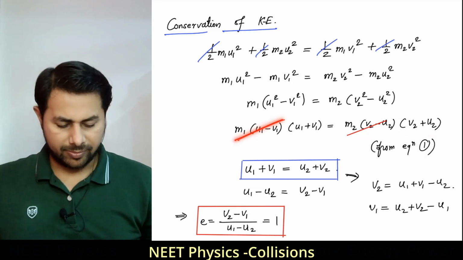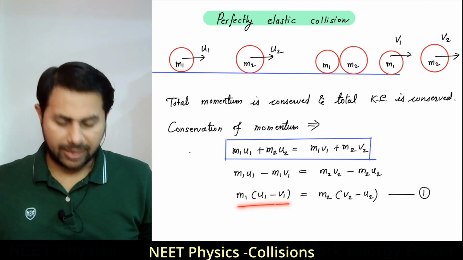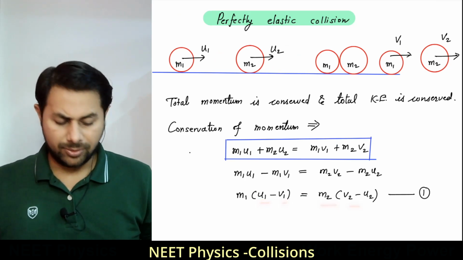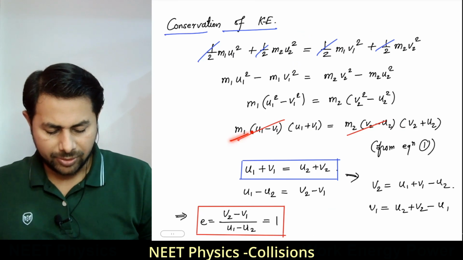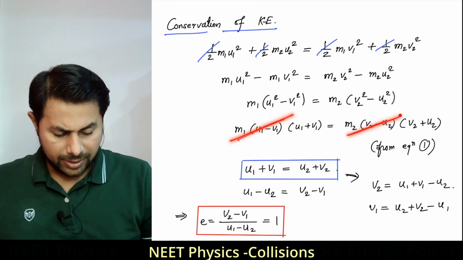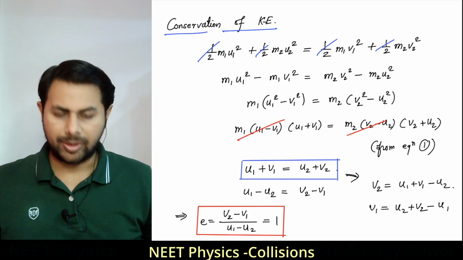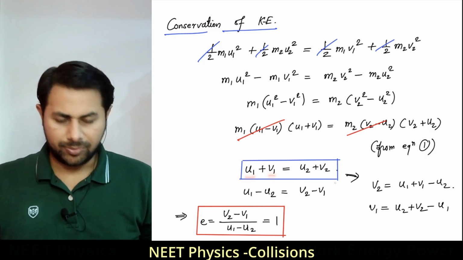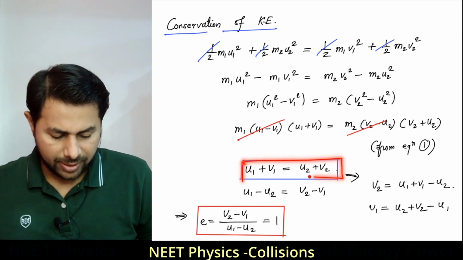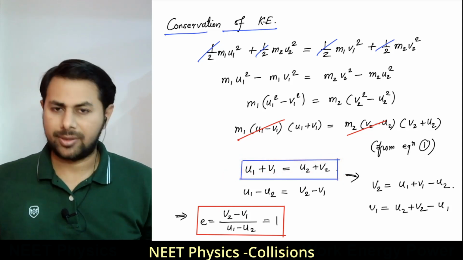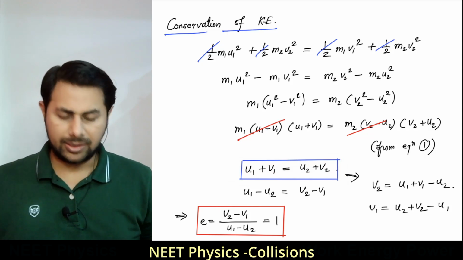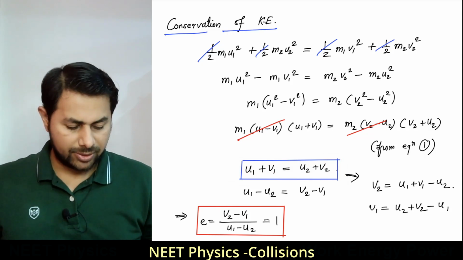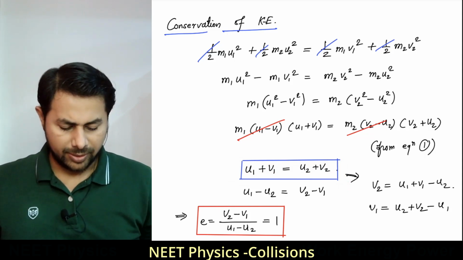And then you cancel out this thing, because equation 1 says that m1 multiplied by u1 minus v1 is equal to m2 multiplied by v2 minus u2. So you can cancel out m1 times u1 minus v1 and m2 times v2 minus u2 from equation 1. Then what you get is u1 plus v1 is equal to u2 plus v2. Now this equation is one that we can remember. u1 plus v1 is equal to u2 plus v2, right? So this is for the case of perfectly elastic collision.